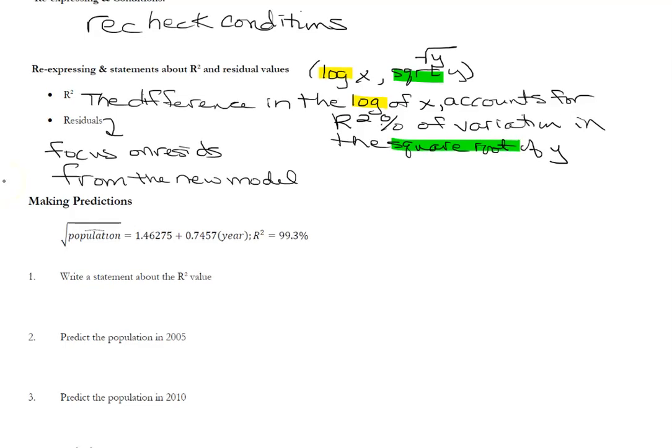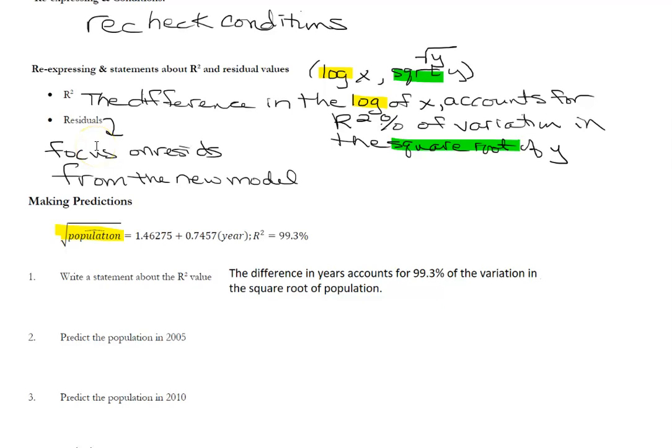So write a statement about r squared. Remember, r squared is the difference in x accounts for r squared percent of the variation in y. The big difference here is that it's not just population, it's the square root of population. So see if you can model your answer for number 1 similar to what we did above, and when you think you've got it, press play.